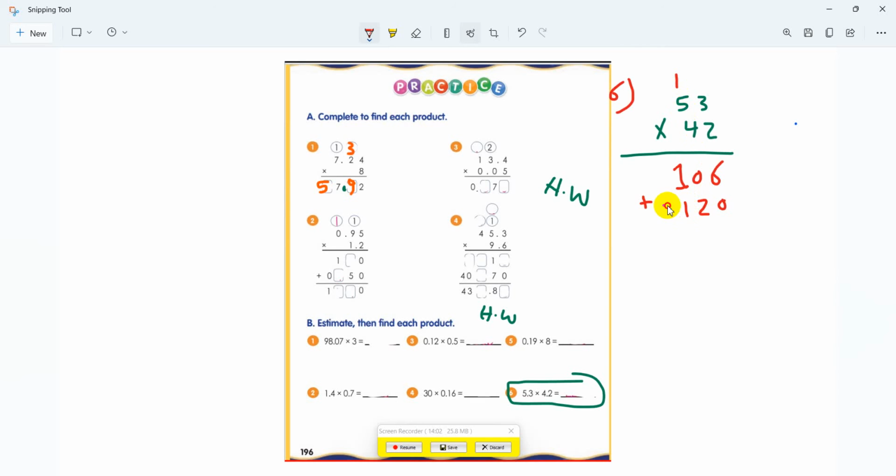Then we add. 6 plus 0 equals 6. 0 plus 2 equals 2. 1 plus 1 equals 2. And then we drop the 2 at the last digit. The answer is 2226. So we can write the same number down here.